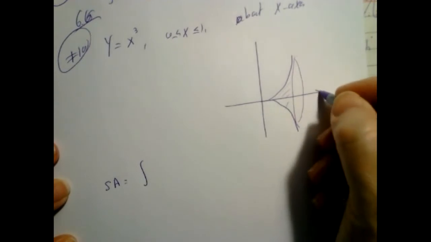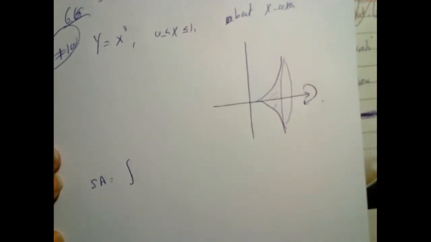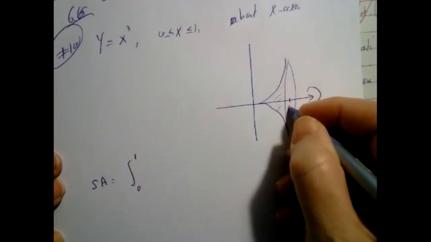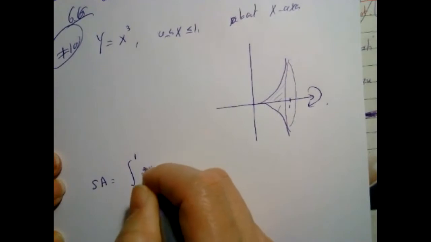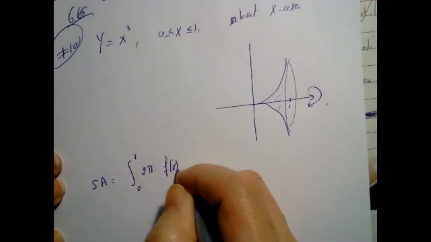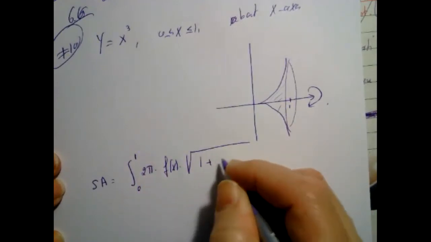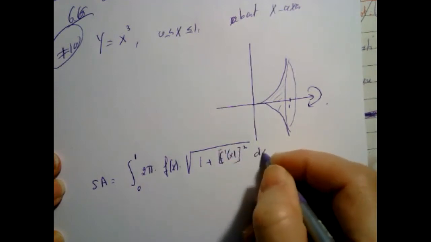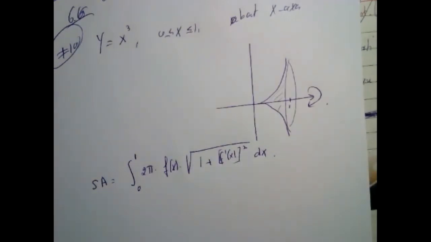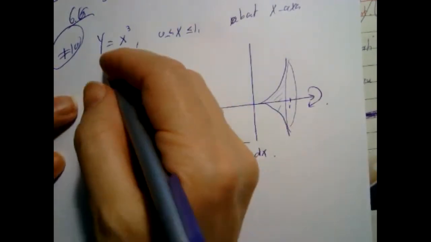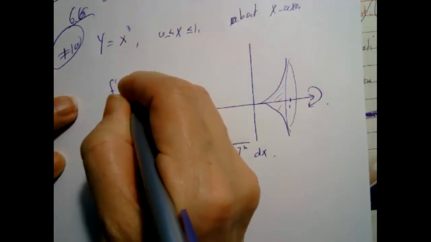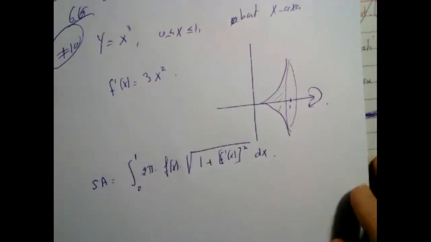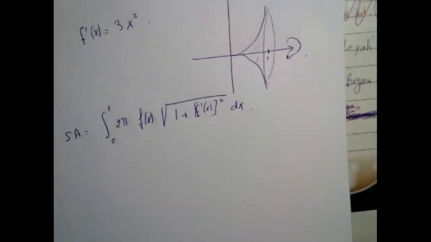We are rotating around the x-axis. So it's equal to the integral from 0 to 1, because it's from 0 to 1, of 2 pi times the function, the square root of 1 plus the derivative squared, dx. So it's really a matter of applying it. So now what's the f prime? We have y equals x cubed. It means f of x equals x cubed. The derivative is 3x squared. So let us write this down.